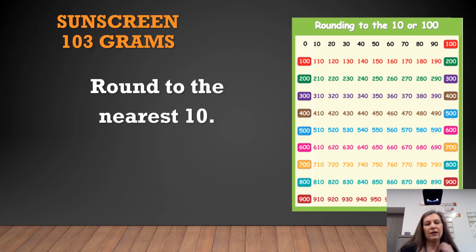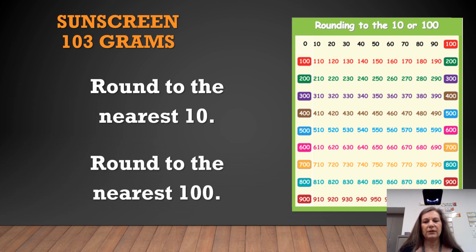Let's take 130 grams of sunscreen. If we want to round it to the nearest 10, we ask ourselves, what two tens does this number fall between? And in this case, it's going to fall between 100 and 110. Reminder, 100 is also going to be a group of 10. Now, we look at the ones place and decide, hey, it's less than 5. So if it's less than 5, the closest 10 that 103 would round to is 100.